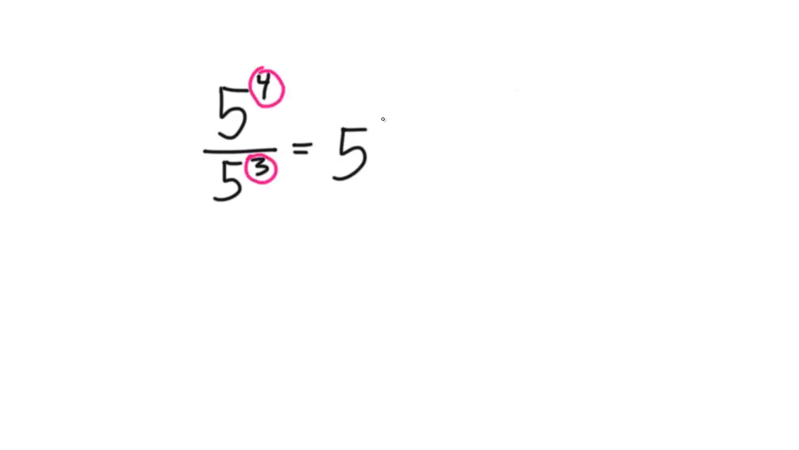For example, if you have 5 to the 4th power divided by 5 to the 3rd power, this is going to equal 5, that's your base, and you take 4 minus 3, and that's your power. So this is going to equal 5 to the 1st power, which is just 5.